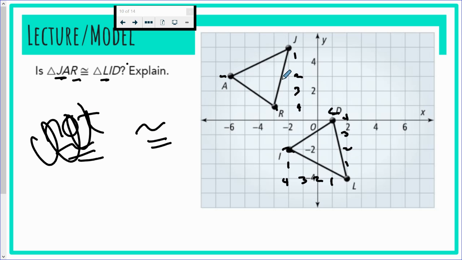Two of the sides are congruent, so that has to mean that the third side is congruent. And to do that, I looked at slope. All right, let's keep moving along. So this was probably some form of translation and then a rotation.